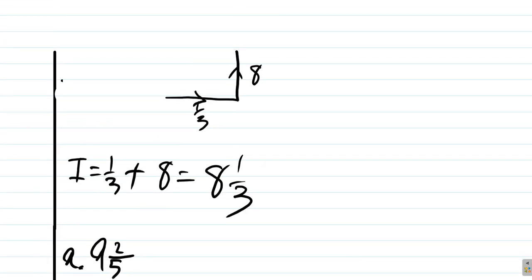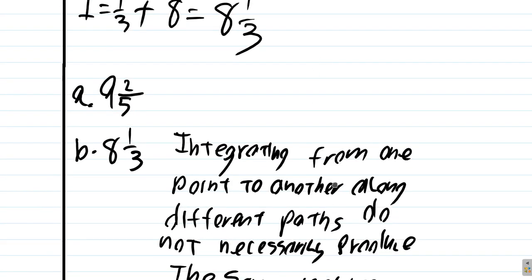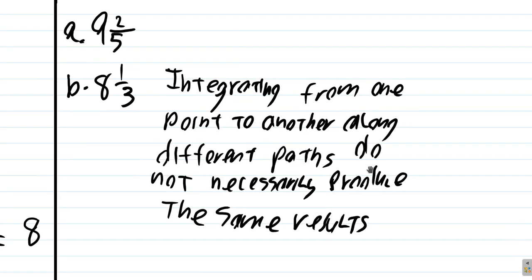So here we have one path going this way, and the other path, we went this way and then here and then here. We end up in the same place, but they don't necessarily produce the same result, right? So in this case, the results were different.